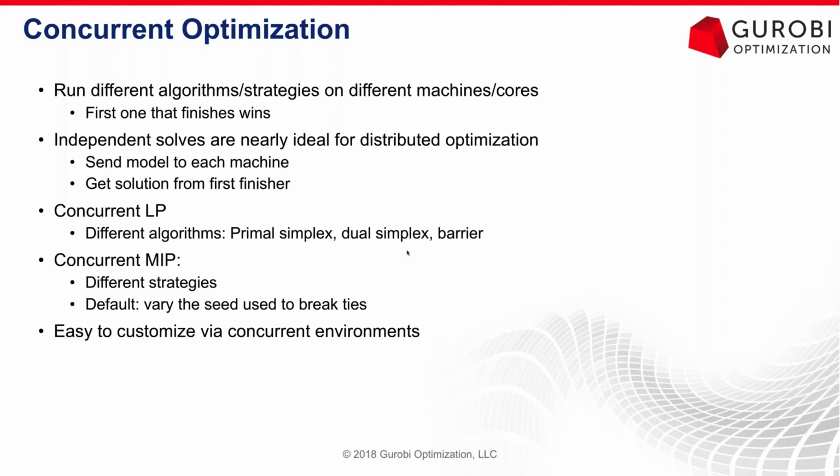I could try one on one computer, a second on the second computer, and a third on the third computer to break that tie. And after I branch on that, maybe one of them is going to lead to a much faster solution. That's in fact the built-in default strategy with concurrent MIP. But you can also customize this if you like. You can actually pick the exact parameters that you want to use on the different computers.